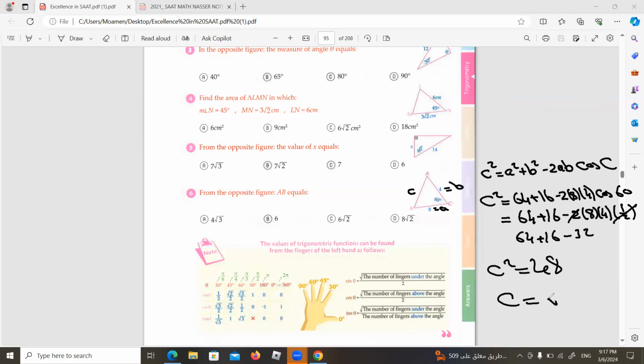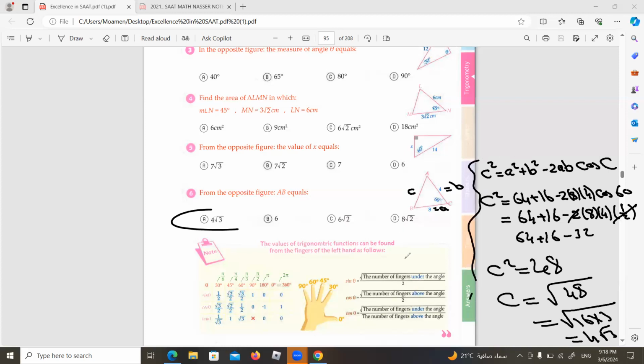I need to find C, so the root of 48. The root of 48 is what? 48 equals 16 times 3. The root of 16 is 4, so outside the root is 4 and the remainder is 3. So 4 root 3. All these steps, and we solved it without all these steps.